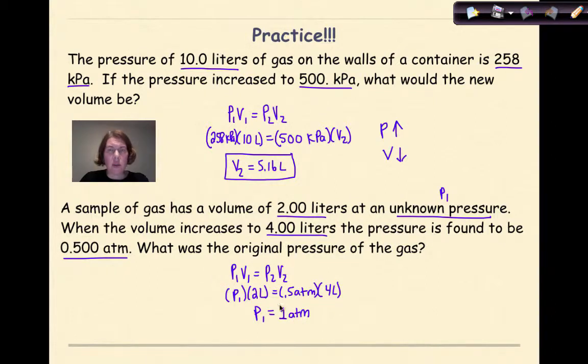So let's look at this relationship again one more time. We determined that our P1 was 1 atmosphere and that decreased. So here my pressure was decreasing to 0.5 atmospheres, which means that my volume should be increasing. And we can see that is the case because we've gone from 2 liters to 4 liters. So again, our answer makes sense with the rest of our problem.